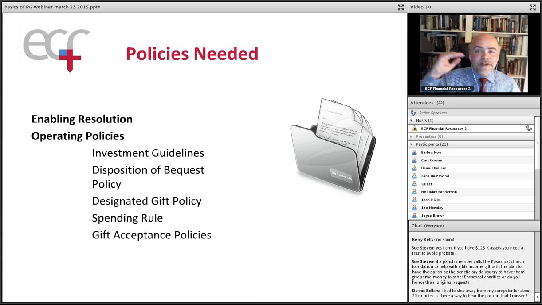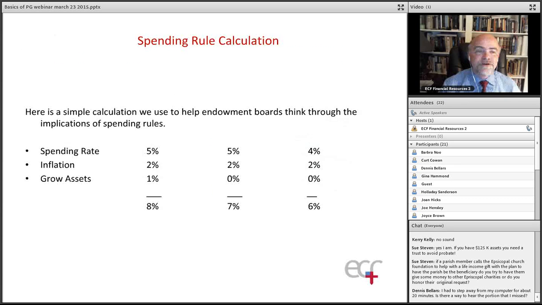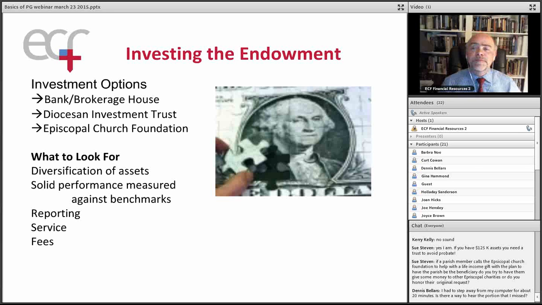You need to have it at a high enough threshold that you're not spending an inordinate amount of time and money taking care of a variety of very small funds that are very difficult to manage over the long term. So I'd just like to note that for every parish. I mentioned the spending rule already tonight.